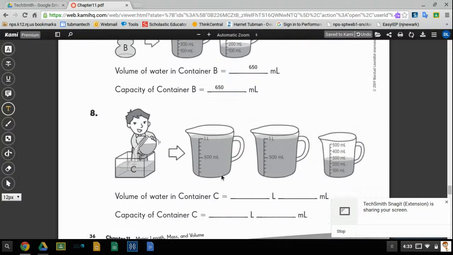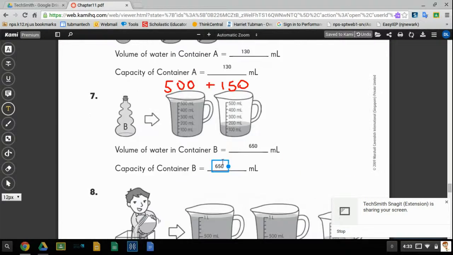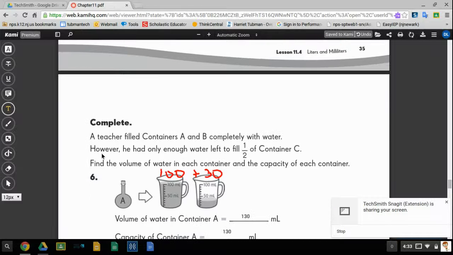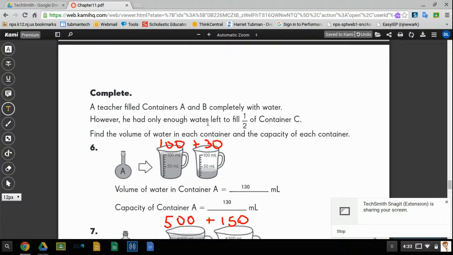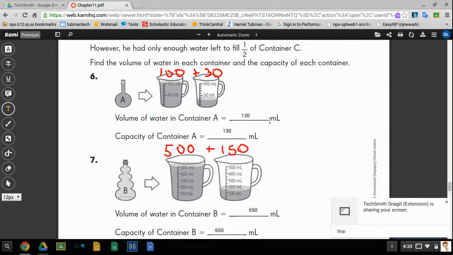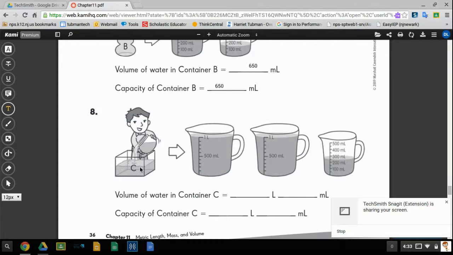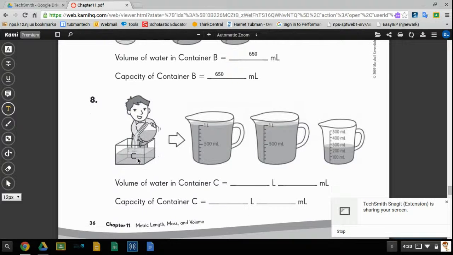So let's think what the capacity of C is. Alright, so remember what it says. The teacher filled containers A and B completely with water. However, he had only enough water left to fill 1/2 of container C. So if you look at container C, they only filled it up a half. So with a half, they converted it over. So over here, you'll see that this is 1 liter. This is 1 liter. So 1 liter plus 1 liter, that gives us 2 liters.